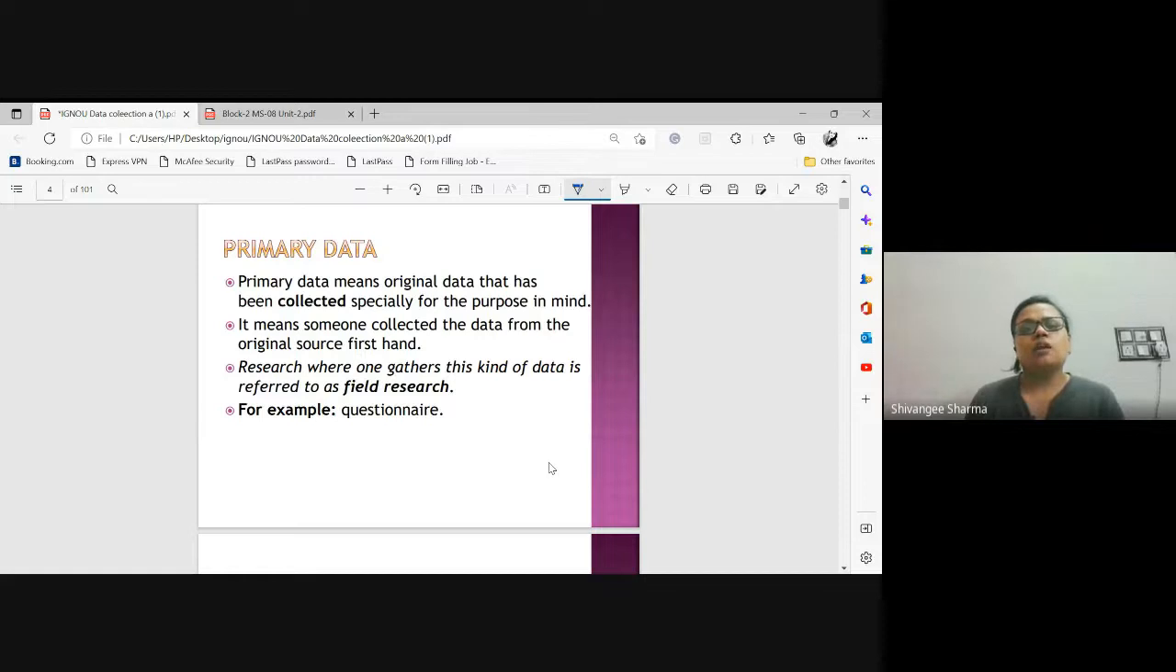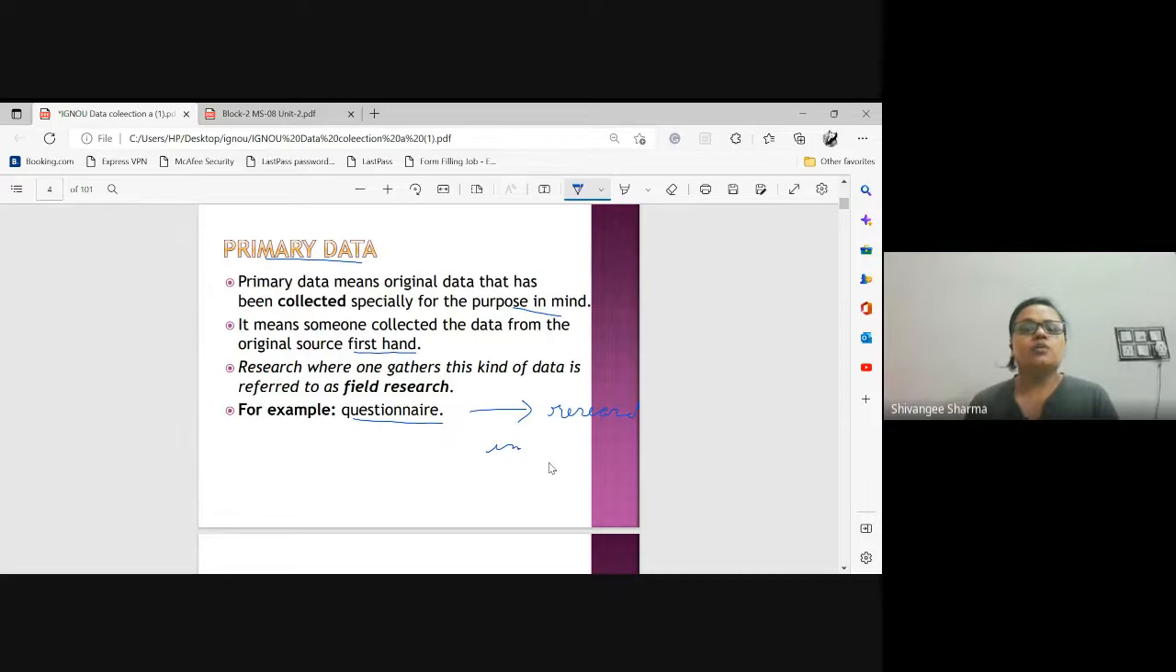So when we talk about primary data, it means original data that has been collected especially for the purpose in mind. Means you are actually collecting that data first hand, right? For example, a questionnaire is the best example for collection of primary data. A questionnaire is a research instrument.